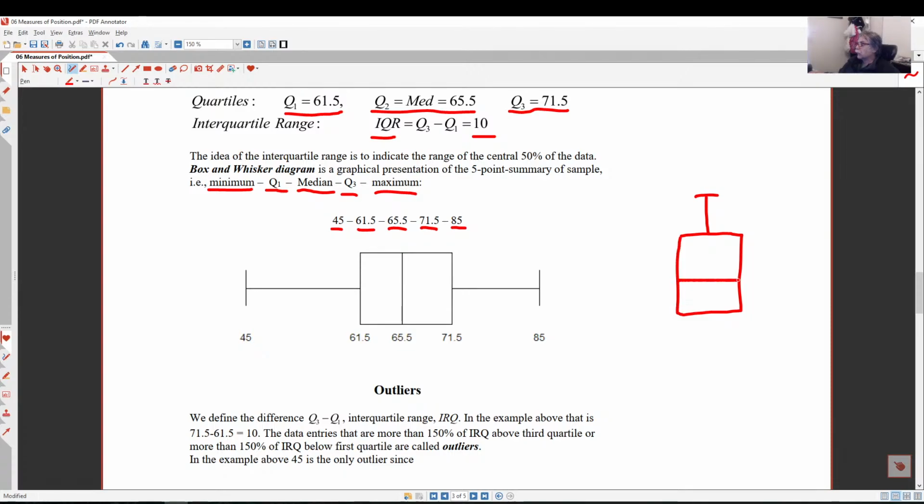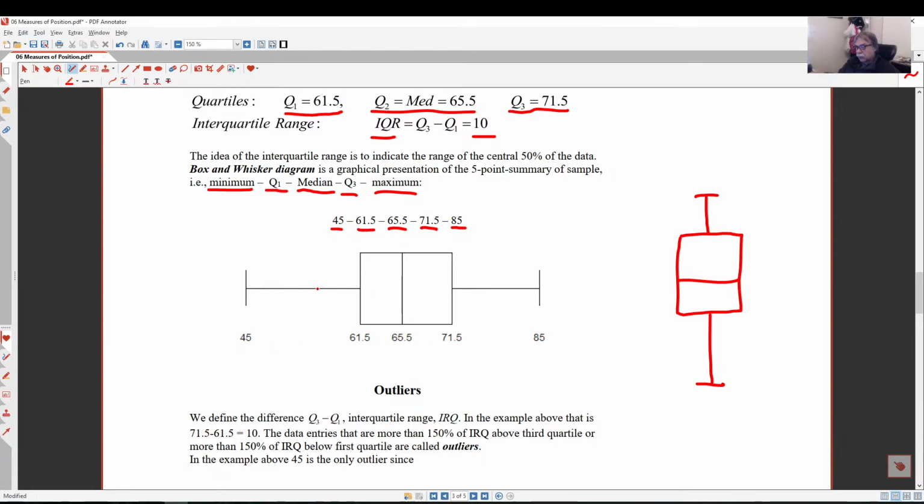I guess this would be my depiction of the box plot I have here. If there is a scale that's visible, you should probably have that. If not, then you can write the numbers at the edge of the box plot, like this would be 85, 71.5, 65.5, 61.5, and 45. Again, scale ought to be visible.